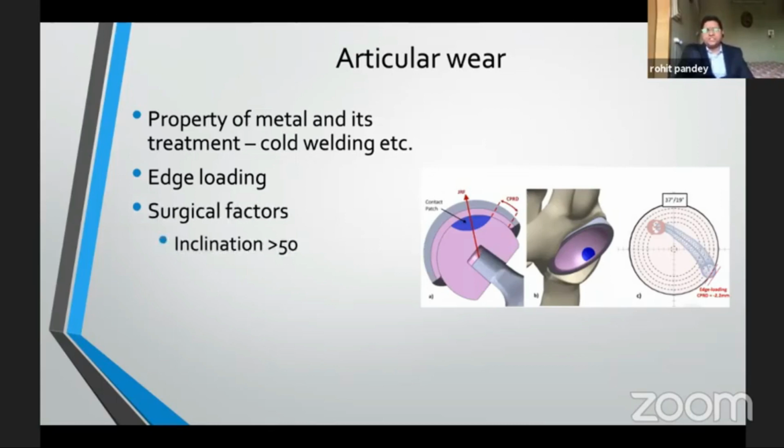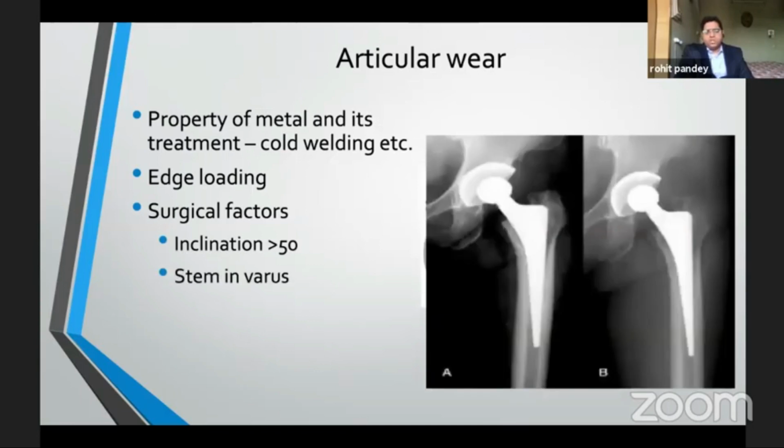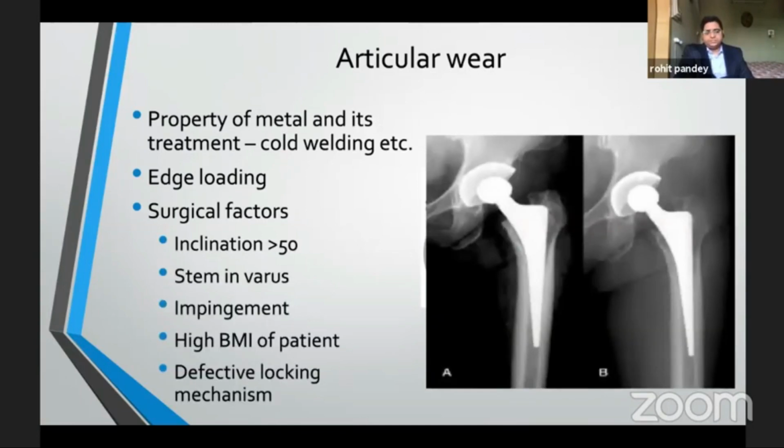Other surgical factors which are important are the inclination of the cup, whether the stem is in varus, whether there is any impingement between the implant and the soft tissue or within the implant itself, high body mass index of the patient, and any defective locking mechanism in the liner itself or at the taper or any other modular junction.